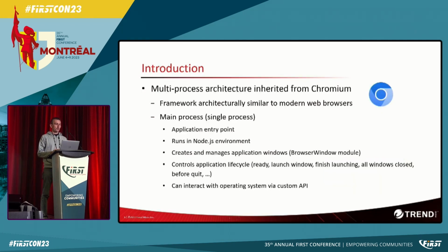For the process architecture, Electron inherits the Chromium multiprocess architecture, which means that there are several different processes. There is one main process, which is the only one, and it is responsible for the application entry point. It runs the Node.js environment. It creates and manages the application windows. It controls the application lifecycle, so when the application is created, when a window is launched, when the application quits, and so on. And it can interact with the operating system via API.